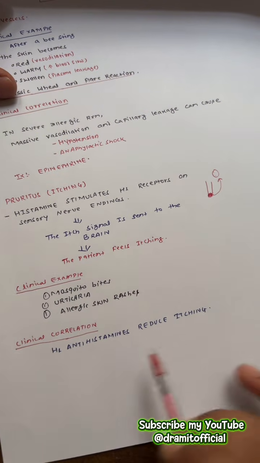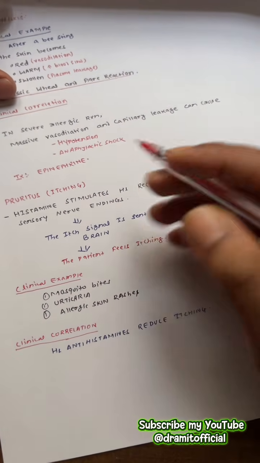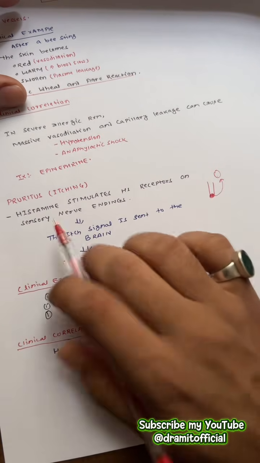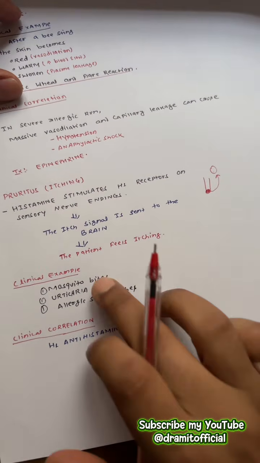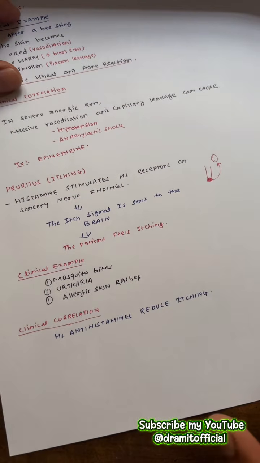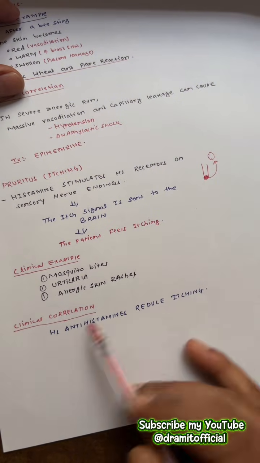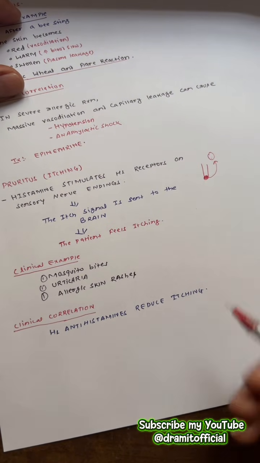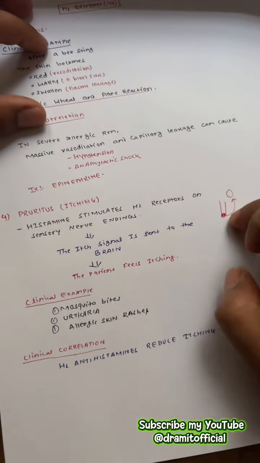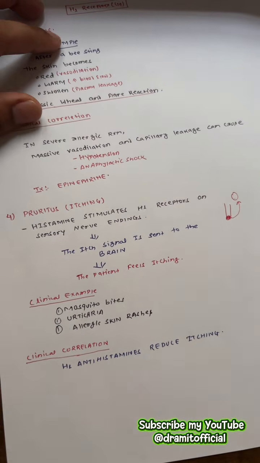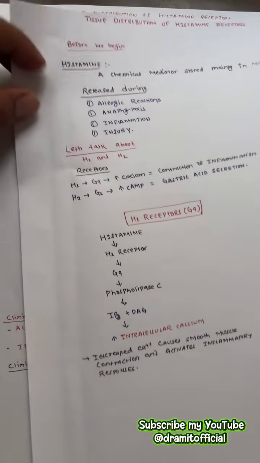So this is how we start feeling itching. It's all because of histamine, in cases like mosquito bites, urticaria, or allergic skin reactions. In those conditions we give H1 antihistamines, and the H1 antihistamine will relieve these symptoms of itching. Now we are done with the H1 receptors.